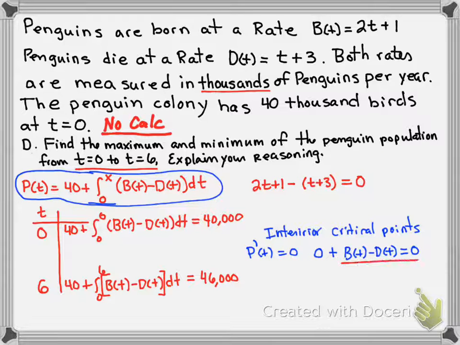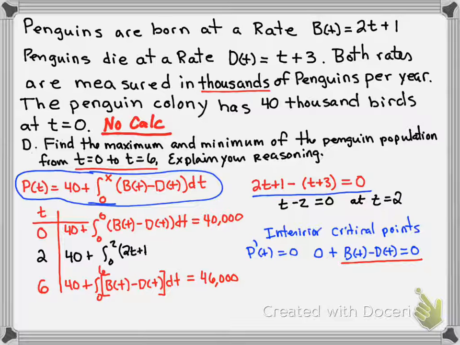So the birth rate minus the death rate equals 0 is really what you see right here, the birth rate minus the death rate. Well, when I simplify this, I really have t minus 2 equals 0. Well, that's going to happen at t equals 2. So I know my time. The only thing left to do is to find this integral. So 40 plus now the integral from 0 to 2 of 2t plus 1 minus t plus 3 dt.